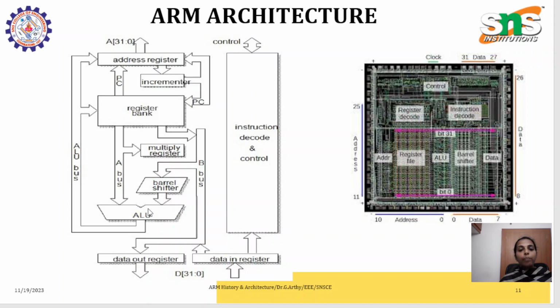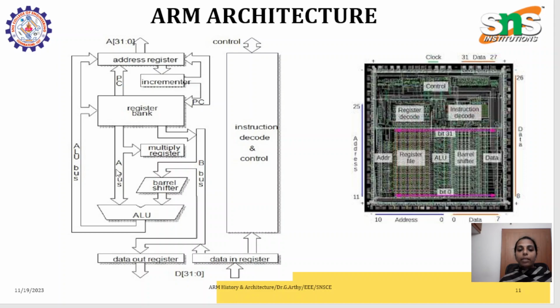It has an ALU. The ALU receives input from the barrel shifter as well as the register bank. The barrel shifter and the multiply register are a very important feature of ARM. It can perform multiply and accumulate in a single cycle. That is, the barrel shifter performs shifting operations and addition operations in a single cycle. This is a major feature of ARM which improves the performance of the system.